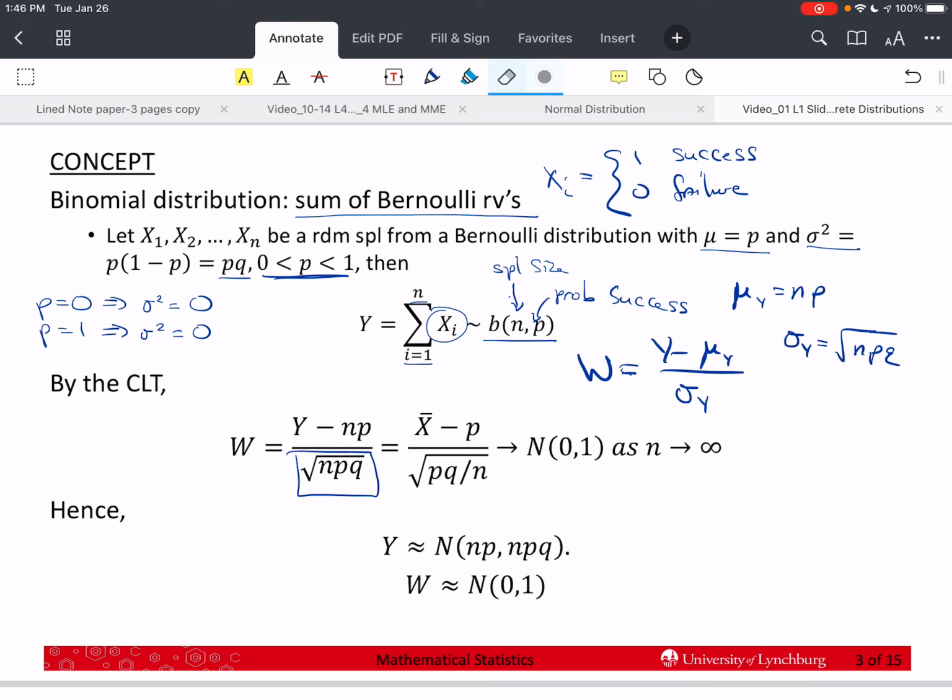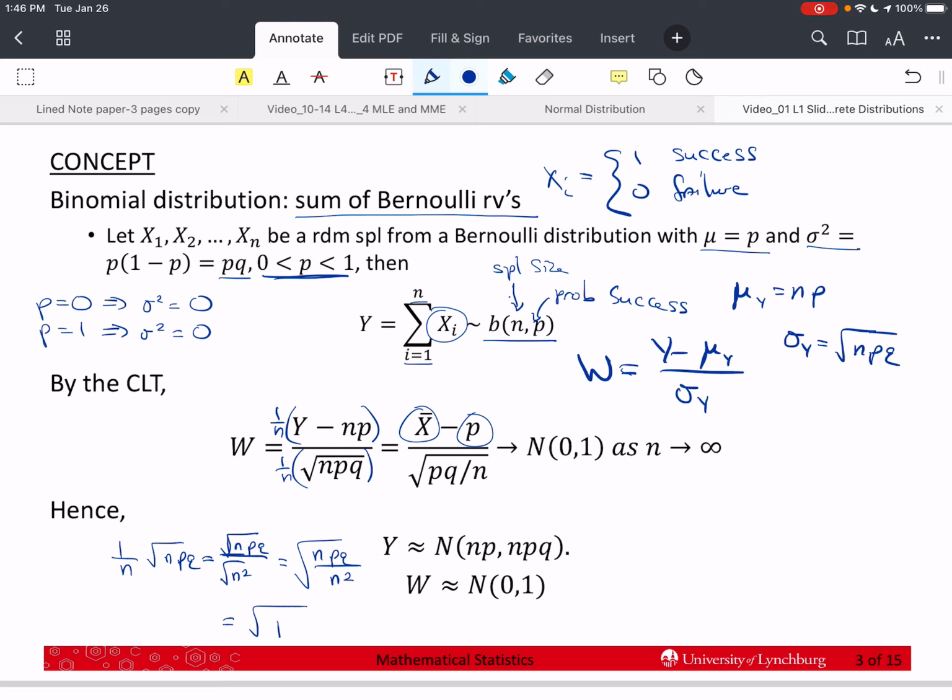And so we have y minus np divided by square root of npq. Now, in order to get this other expression to the right of the equal sign, we multiply the top and the bottom by 1 over n, or we divide both the top and the bottom by n. However you want to look at it, or we factor n out of both the top and the bottom. They all result in the same thing. Y over n is x bar. Np over n is p. And then 1 over n times the square root of npq is equal to 1 over the square root of n squared times npq, which is equal to the square root of npq over n squared, which is equal to the square root of pq over n, which is exactly what we have here.